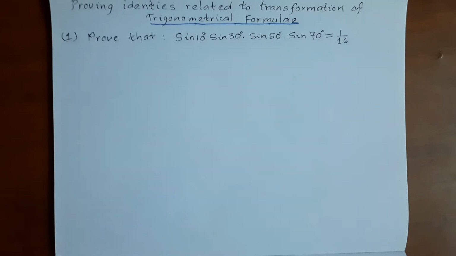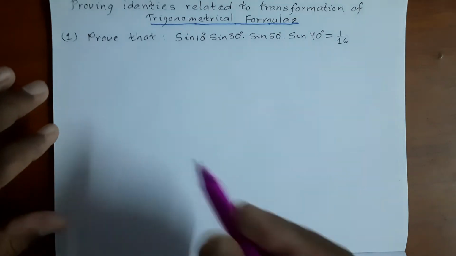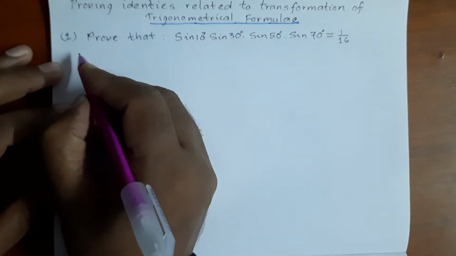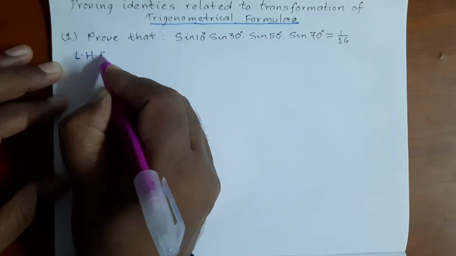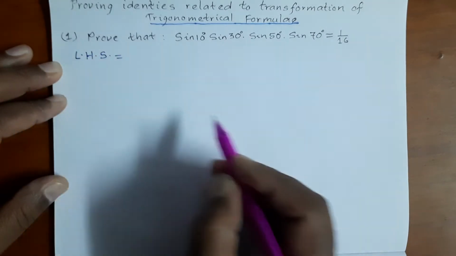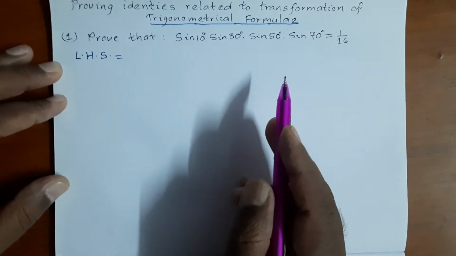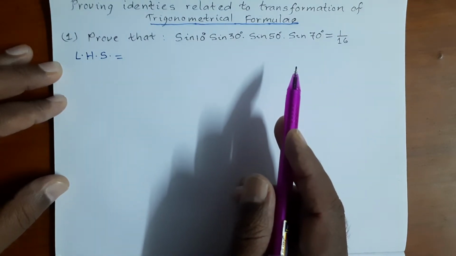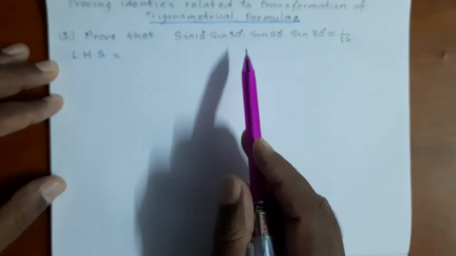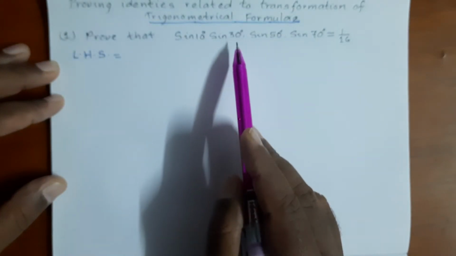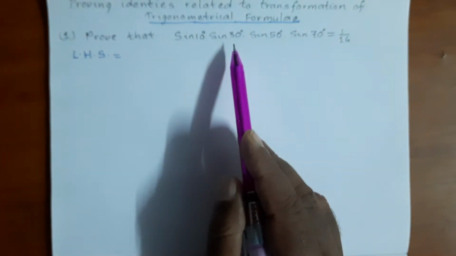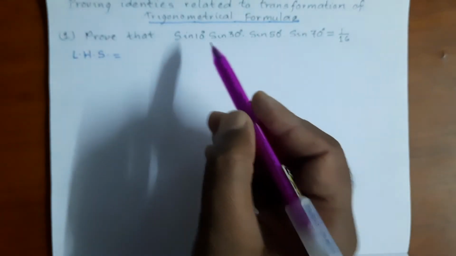So here it is given: sine 10 degrees, sine 30 degrees, sine 50, sine 70. Let's start from the left hand side. First of all, in such a problem, we should see whether there is any standard angle or not. If there is, we should put the value of that standard angle. Here sine 30 degrees is the standard angle, and its value is 1/2.